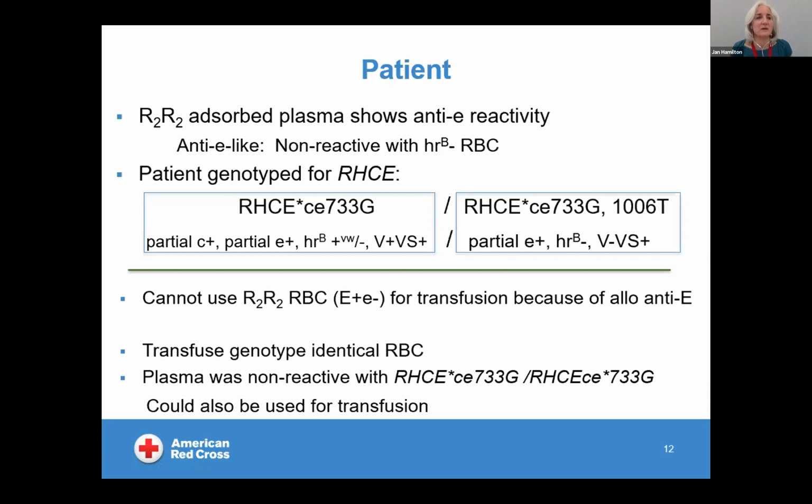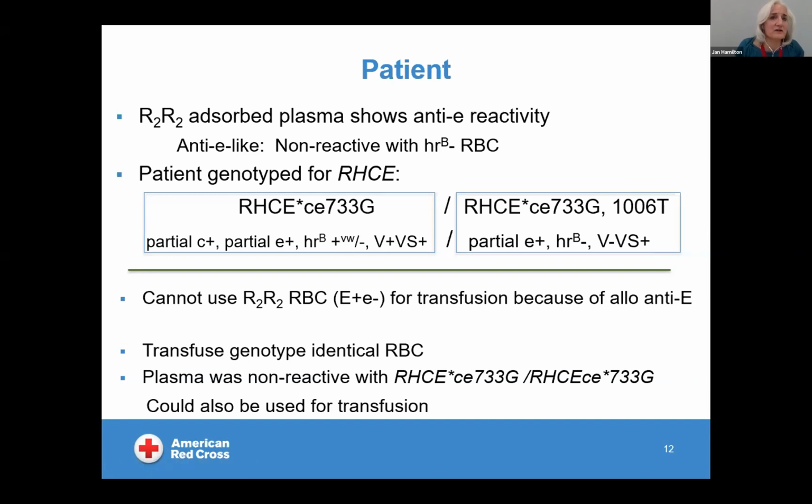So it'd be great just to be able to pick little e negative R2 cells for transfusion. But in this patient, and as in many other sickle cell patients that we encounter, we can't use these because the patient has already made an allo anti-little e, frequently prior to the appearance of this little e-like antibody. So these are candidates for transfusion of genotype identical red cells.